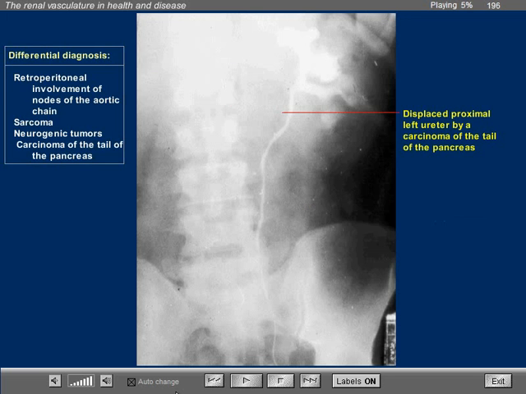Another patient with a carcinoma of the tail of the pancreas revealed lateral displacement of the proximal left ureter. In this case, there was no notching, only a mass effect. What is the differential diagnosis? A tumor of the retroperitoneum that could be in the nodes of the high aortic chain, such as lymphoma or metastatic disease. This could have been a retroperitoneal sarcoma or even a tumor of the kidney extending medially. In this case, it was the tumor of the tail of the pancreas that displaced the proximal left ureter.